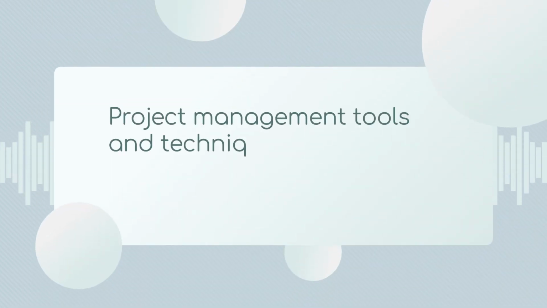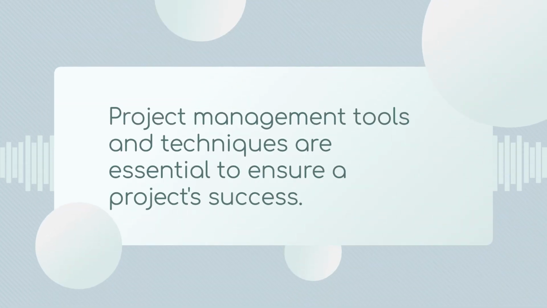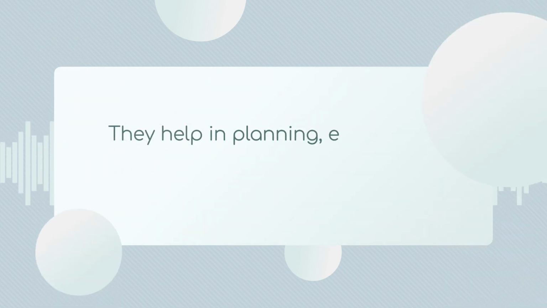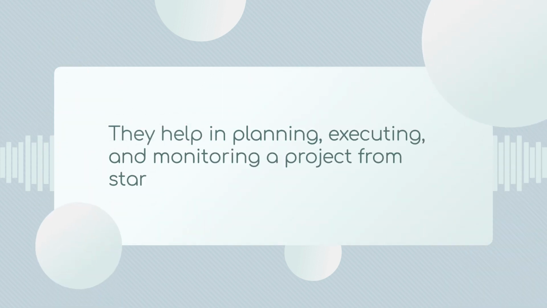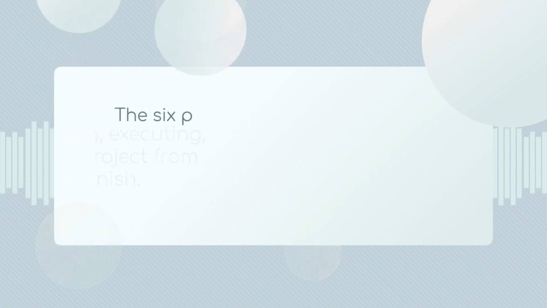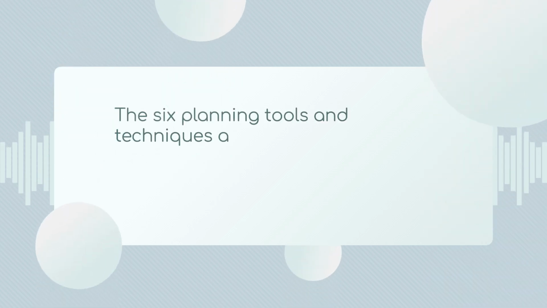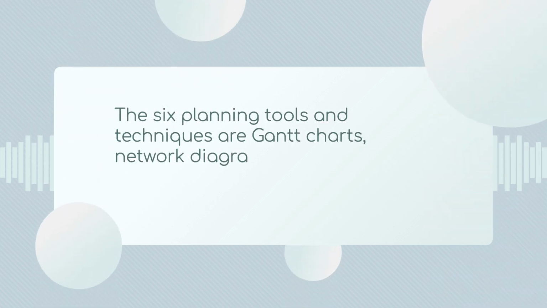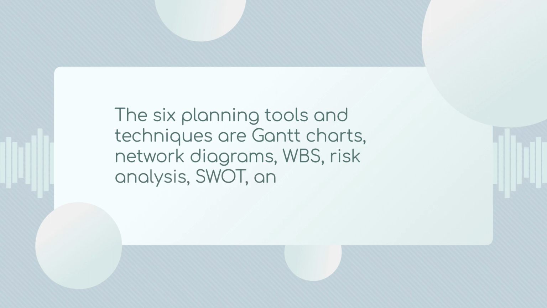Project management tools and techniques are essential to ensure a project's success. They help in planning, executing, and monitoring a project from start to finish. The 6 planning tools and techniques are Gantt charts, network diagrams, WBS, risk analysis, SWOT, and cost-benefit analysis.